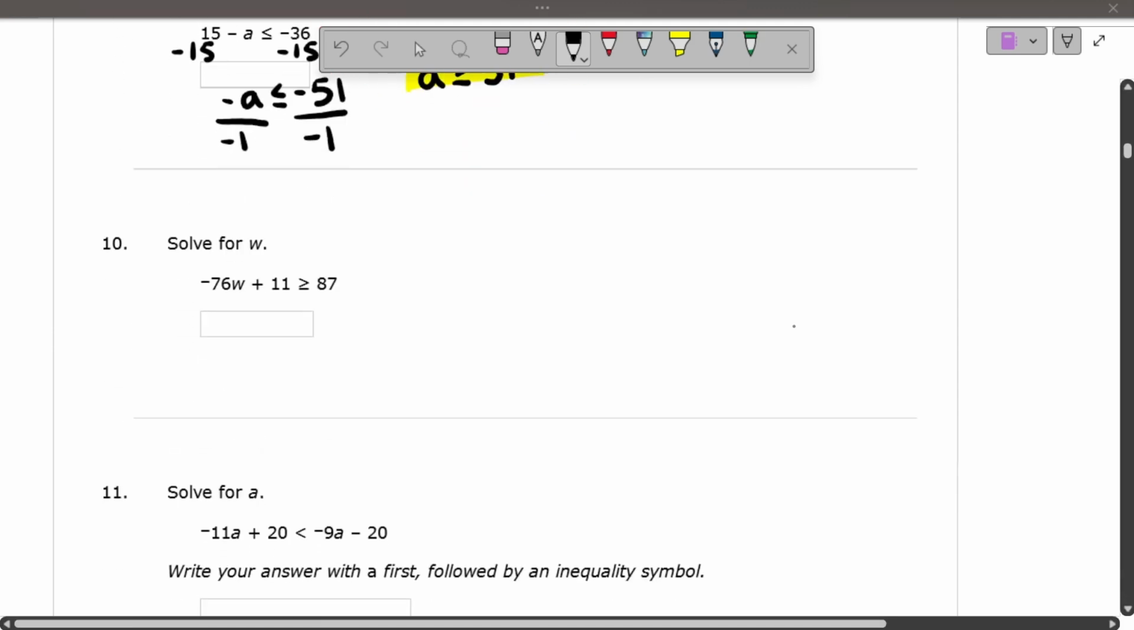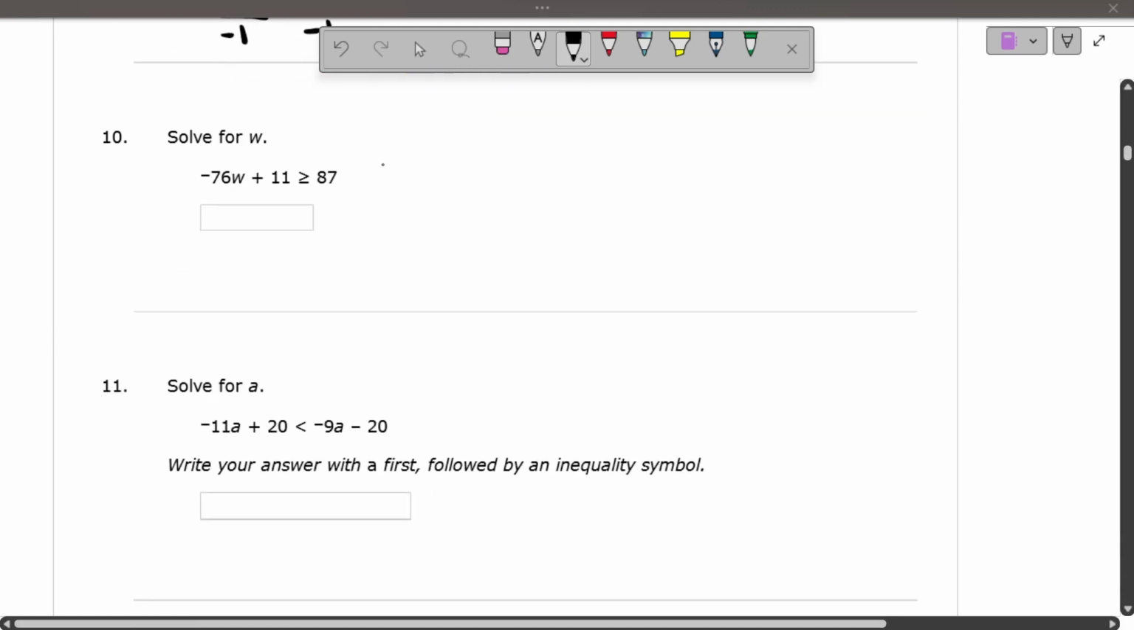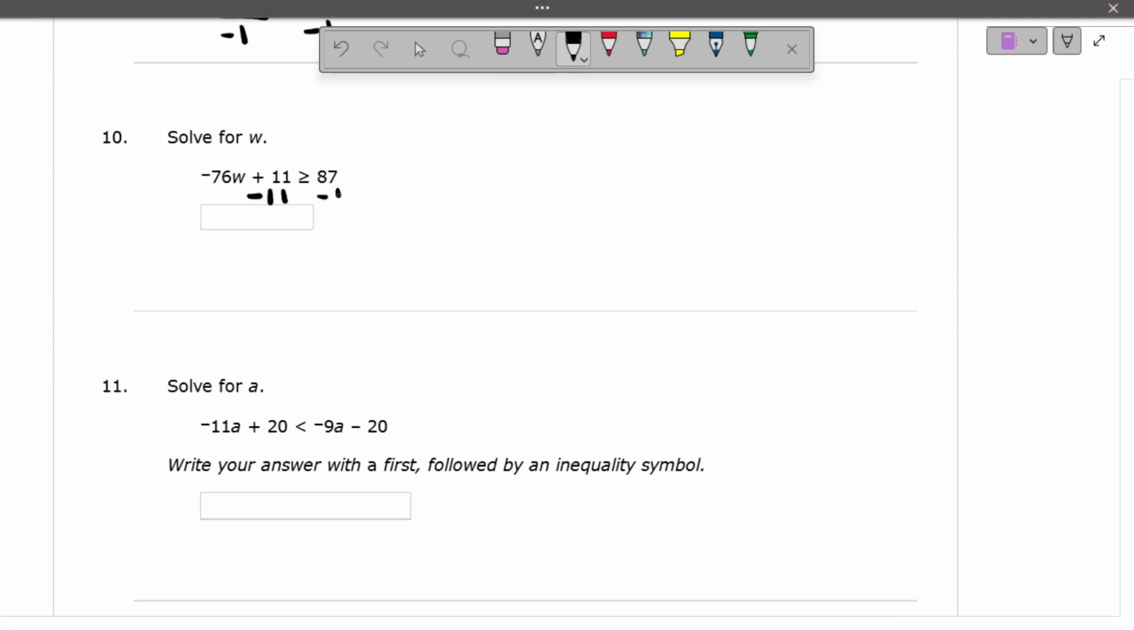All right, let's scroll down to the next one. Solve for W. So same steps, we're going to want to subtract 11 from both sides to get this W by itself. So we'll have a negative 76 W is greater than or equal to a positive 76. Dividing both sides by negative 76 to get W all by itself. Look, we're dividing by a negative once again. So that means our W is now going to be less than or equal to a negative 1.